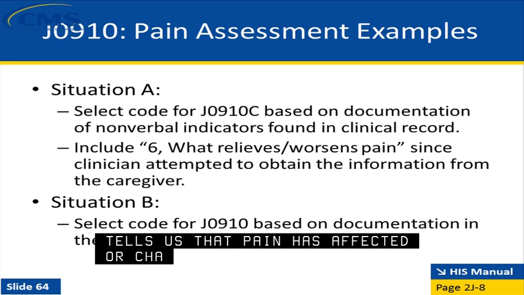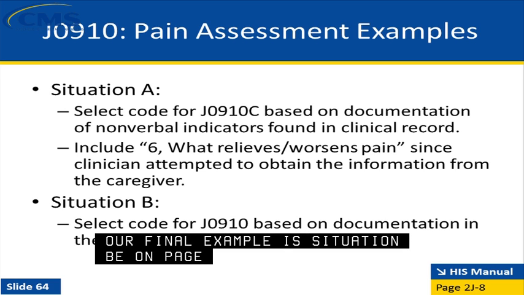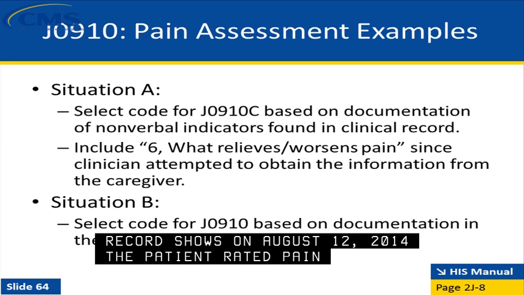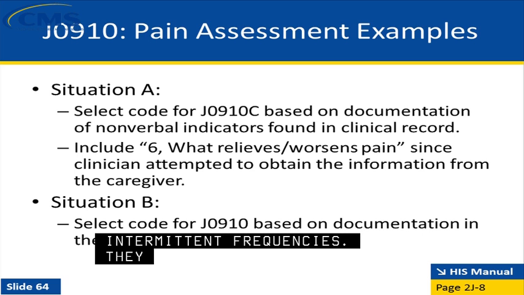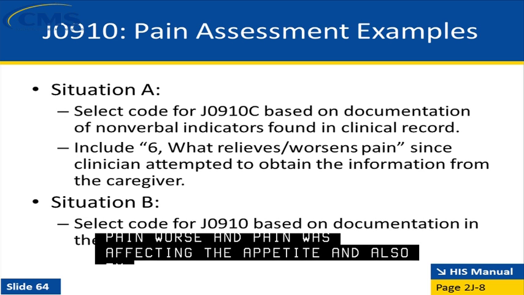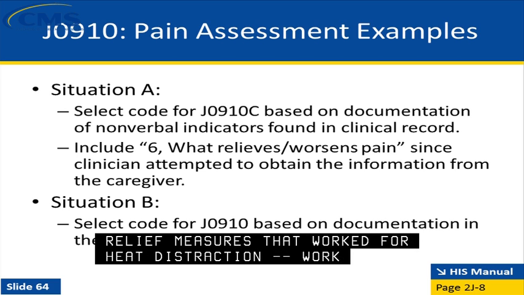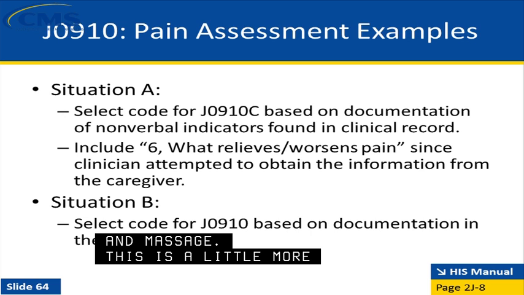Our final example for the pain section is situation B on page 2J9. In situation B, the clinical record shows that on August 12th, 2014, the patient rated their pain as throbbing and moderate with intermittent frequency. They stated movement made the pain worse and that their pain was affecting both their appetite and also their emotions. Relief measures that worked were heat, distraction, and massage. This situation is a little more straightforward since the patient is able to speak and the clinician could thus directly ask about several aspects of this patient's experience of pain.